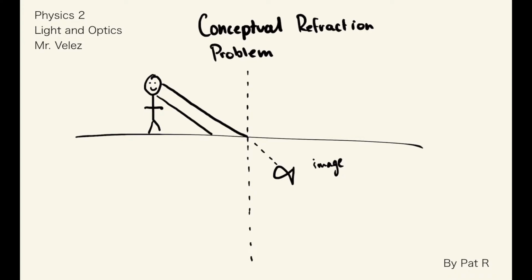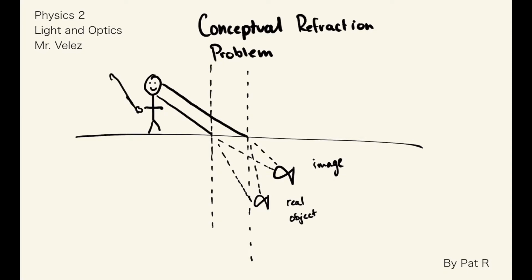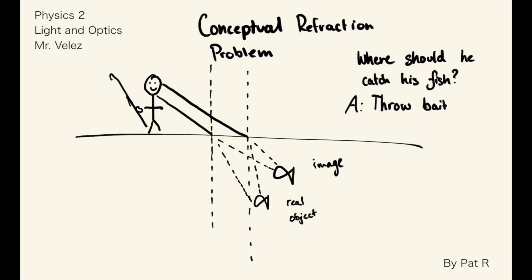Okay, so since light is moving through another substance, which is water in this case, the light rays get refracted. Therefore, fish appear further than they actually are. So where should he catch the fish or throw the bait? He should throw the bait closer to himself than where the fish actually appears for a more optimal fishing experience due to refraction. So throw bait closer to you than where it actually is.